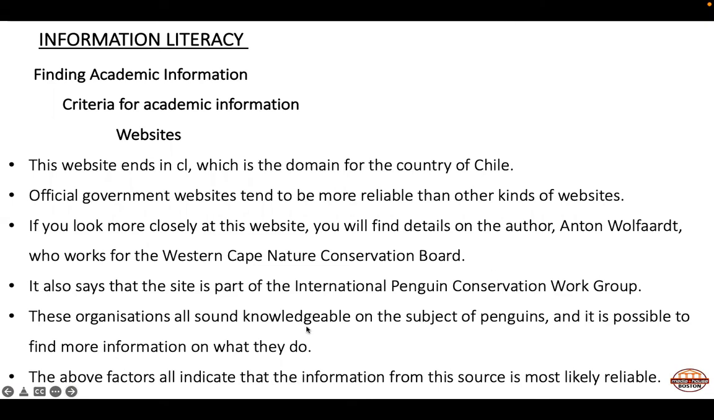Okay, and the site is also part of the International Penguin Conservation Work Group. So they have strong links to another organization, which would make the information more credible, because this International Penguin Conservation Group probably works and does research on penguins, etc. So these organizations are knowledgeable about the subject that they are talking about, okay? And we can find more research information of what they say and what they do, and therefore it makes it credible. It's not just some random Serena on the internet writing about popcorn.